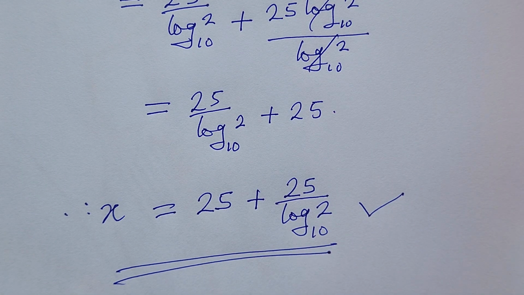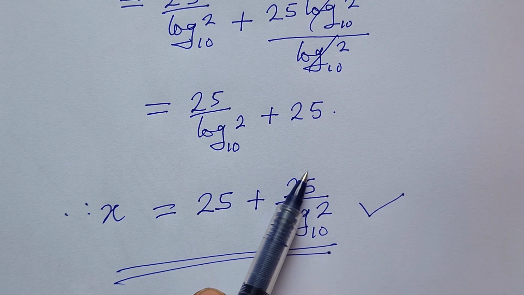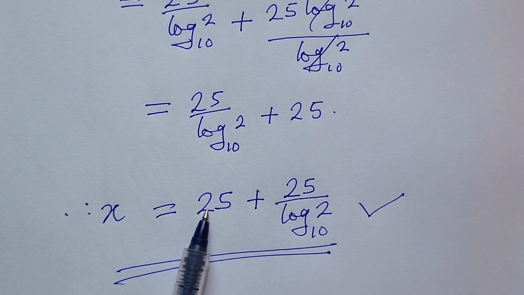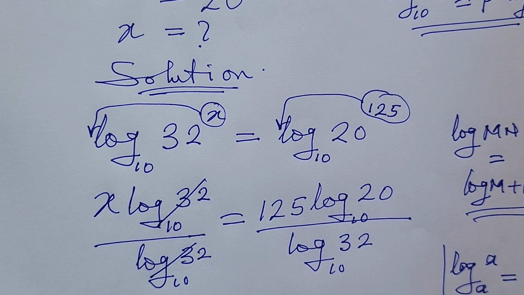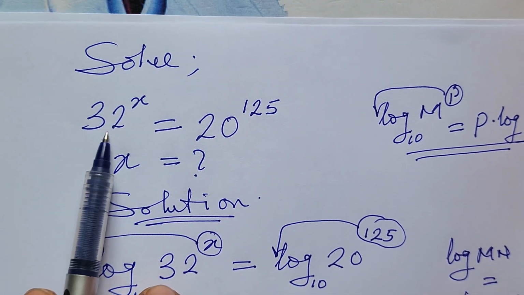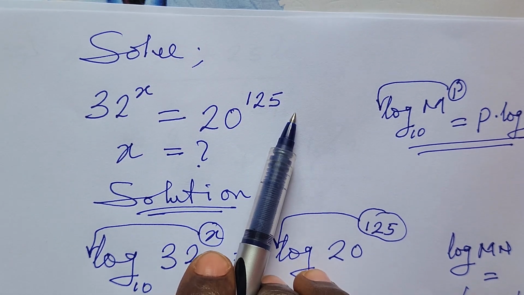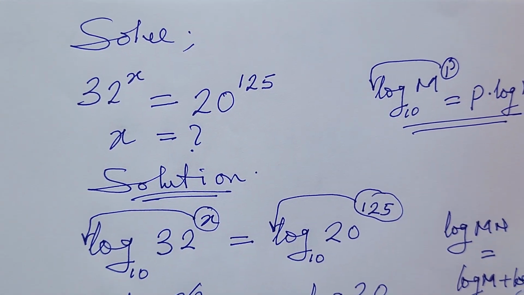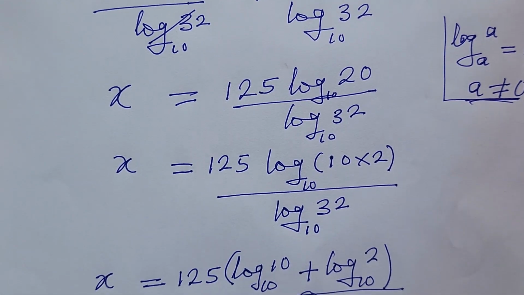Now, if you want the numerical value, all you need to do is plug this into your calculator: divide, and add the answer to 25. It will give you the numerical value that will satisfy the original equation, 32 to the power of x equal to 20 to the power of 125. Okay, so this marks the end of this math challenge.